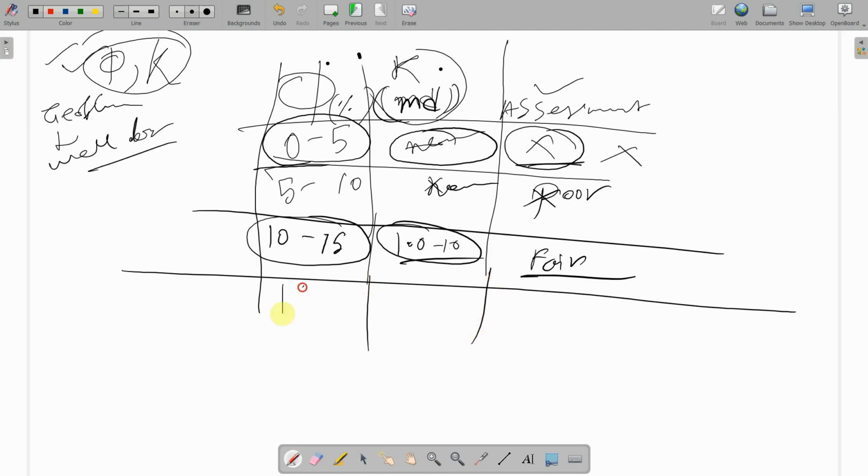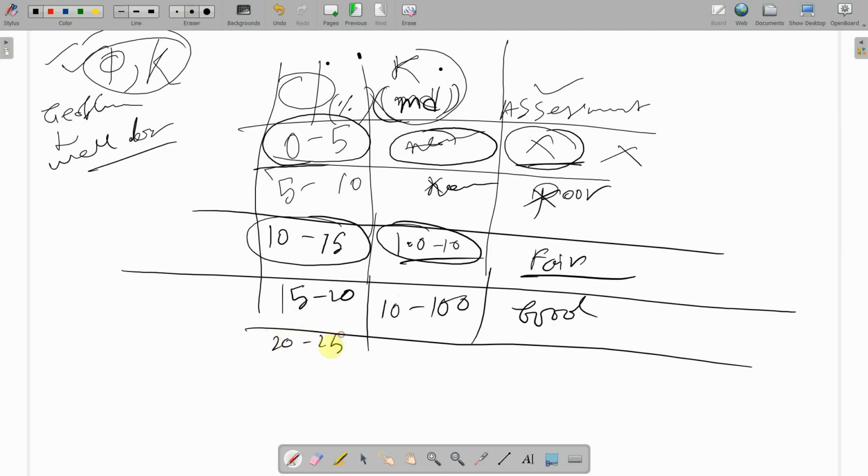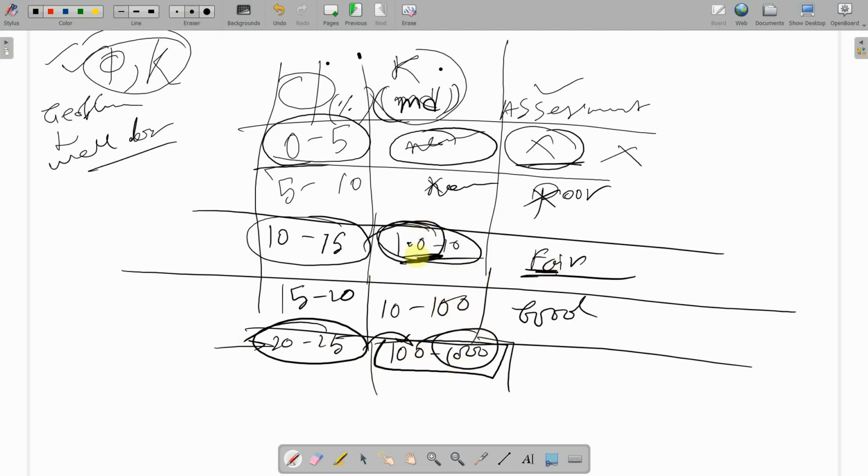Now if you have 15 to 20, then your rock permeability could be 10 to 100, it could be good. Now you have 20 to 25, so it could be 100 to 1000. If the porosity is 20 to 25, then your permeability could be in the range of 100 to 1000. Do you understand? Take the lowest value of what we called fair and the highest value of this one, and there are 1000 times more interconnected spaces, so it will be better. This will be very good.